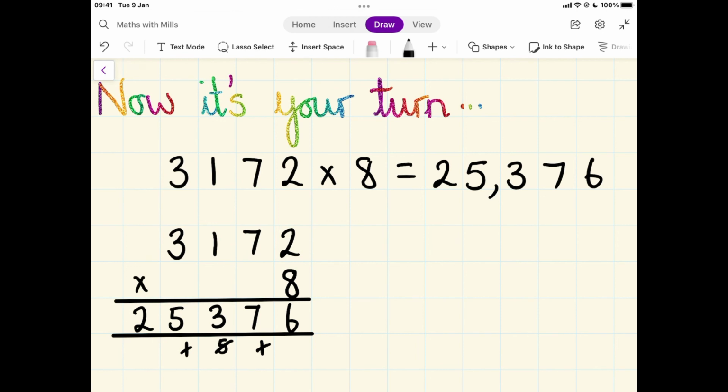Okay, that's it for this video. Hopefully it's helped a little bit. The main thing with this method, of course, is knowing your times table facts. If you don't know those, this is pretty tricky. I should have said at the start, if you aren't sure of all your times tables, grab yourself a multiplication square and have that alongside you to help.